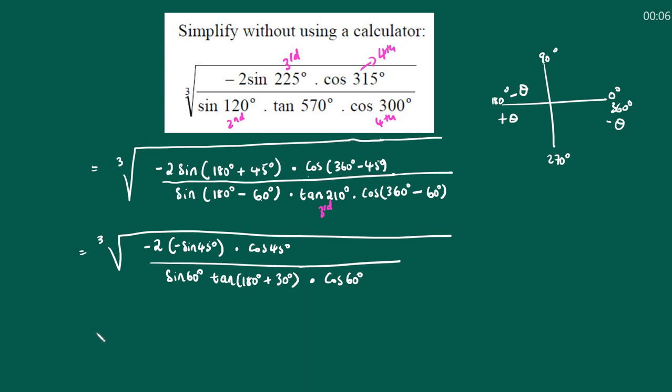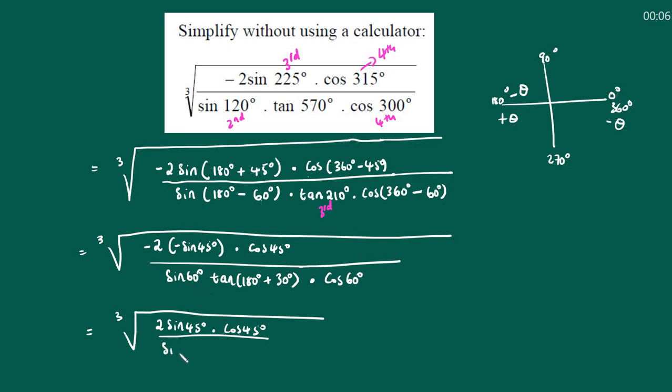Right, quite a lot there, but we are getting there, trust me. Negative times negative, remember that will be positive, so you have 2 sine 45 degrees multiplied by cos 45 degrees, all divided by what?